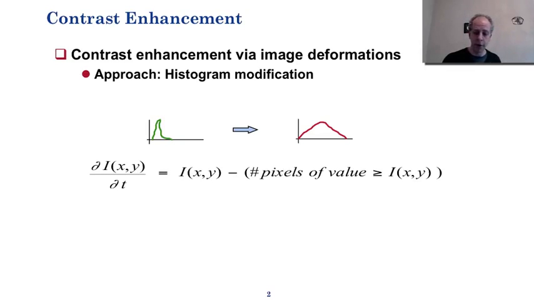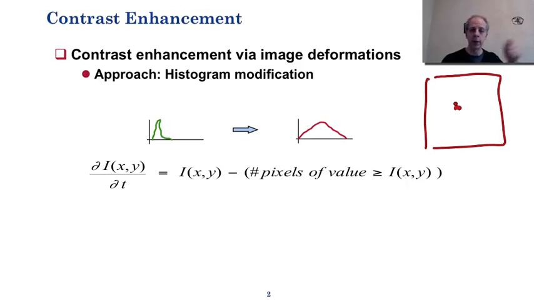Here is the partial differential equation. You're going to deform the image according to its own pixel value at the given pixel minus the number of pixels that are greater than you. So you have an image, you're sitting at a certain pixel and say, how am I going to change this pixel? Very simple. You look at your own value, you look at how many values are above you, and you deform yourself according to that, to the difference between both of them.